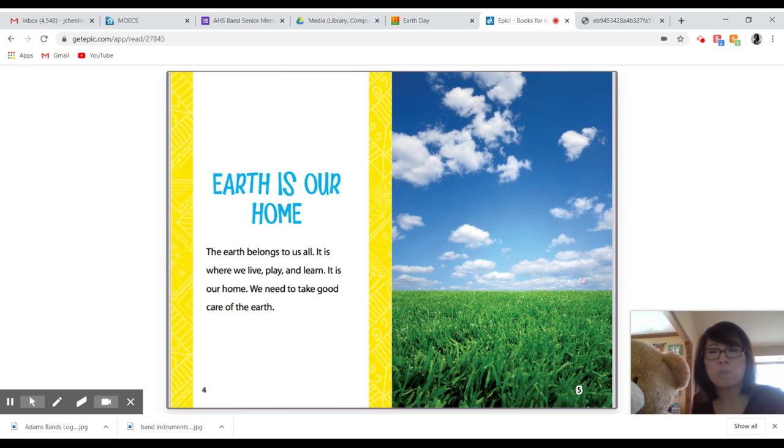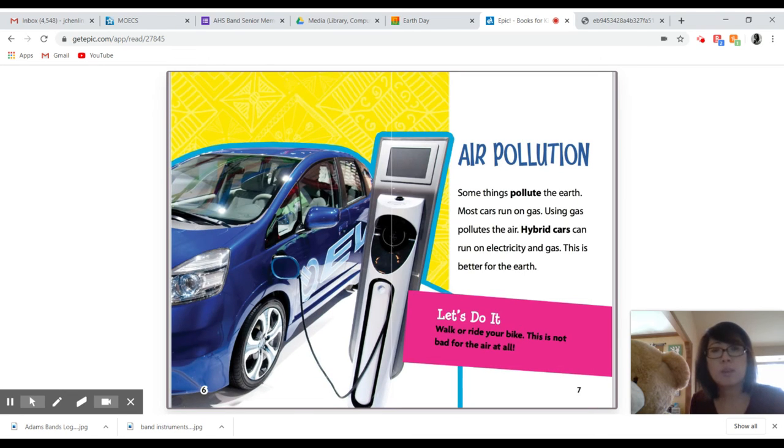Earth is our home. The earth belongs to us all. It is where we live, play, and learn. It is our home, and we need to take good care of the earth. Air pollution. Some things pollute the earth. Most cars run on gas, but using gas pollutes the air. Hybrid cars can run on electricity and gas. This is better for the earth.